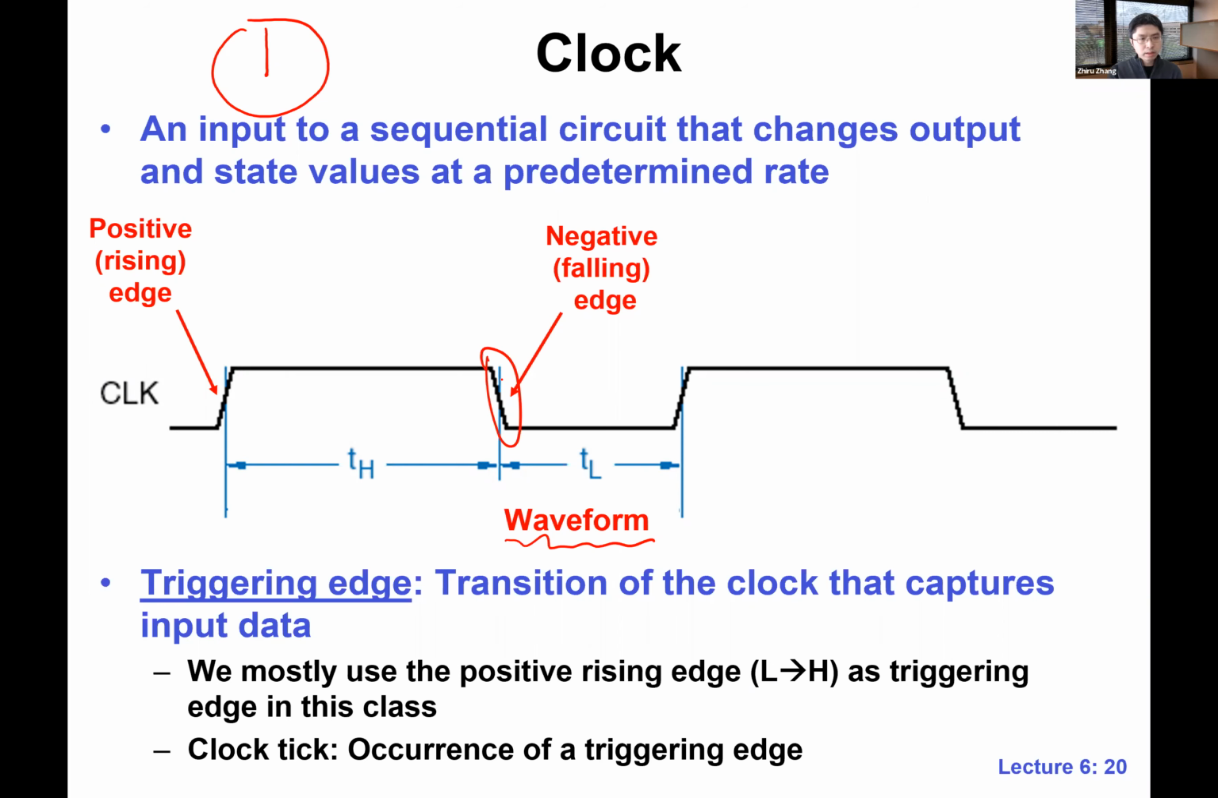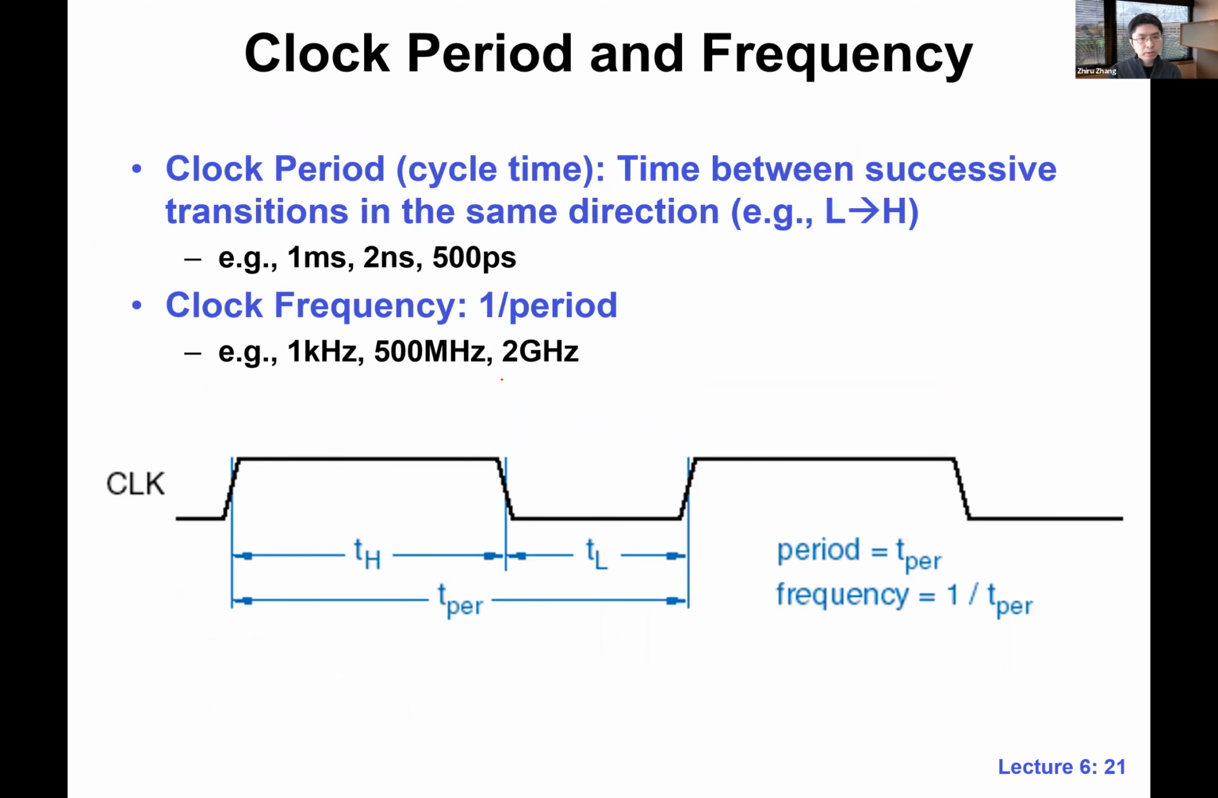Let me introduce more terms, some of which will be somewhat familiar to you. Let's talk about clock period and clock frequency. A clock period is also called cycle time, and we use these two terms interchangeably later on. This is absolute time, measured between two successive transitions, basically two successive triggering edges. Let's say the triggering edge is the rising edge.